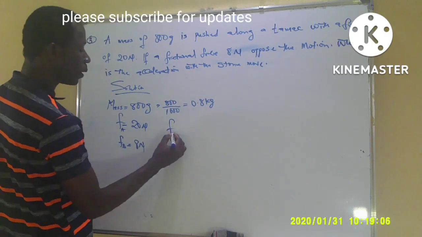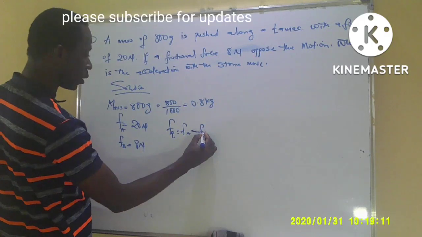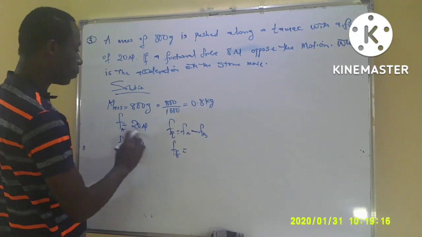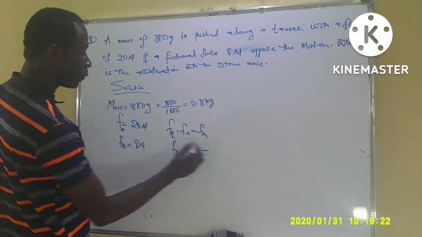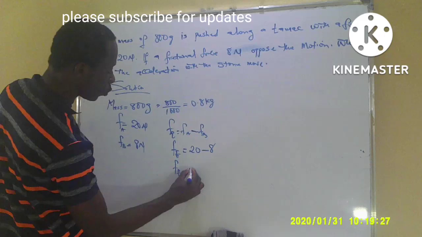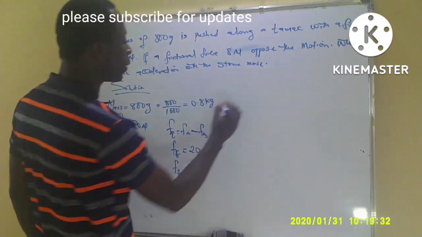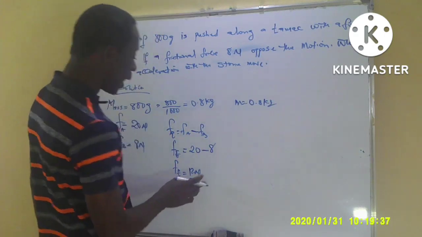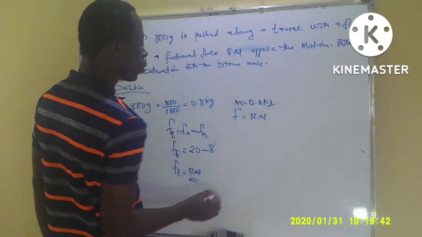So we can say the effective force is equal to the moving force minus the frictional force, FB. So what's my moving force? 20 Newton, minus what's my resisting force, opposing force, or frictional force? 8 Newton. So the effective force is 12 Newton. Now I'm having a mass M equal to 0.8 kilogram. So the force that keeps the body moving is 12 Newton. So we are looking for what?